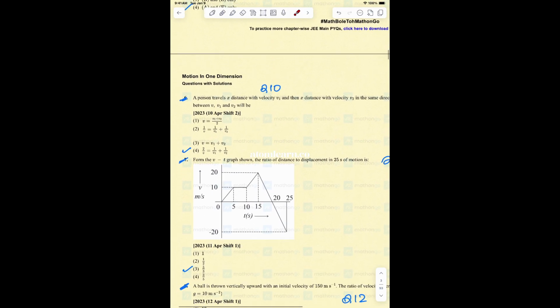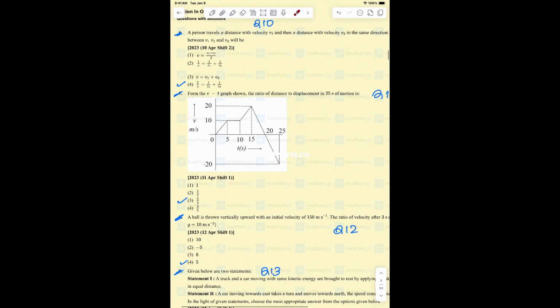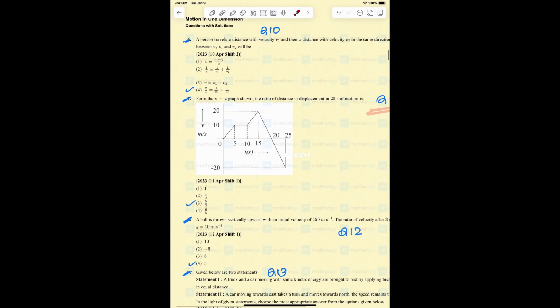Where is question number 11? This is question number 10. Yeah, question number 11 is here. This is question number 11. Okay. Now let's take this graph.